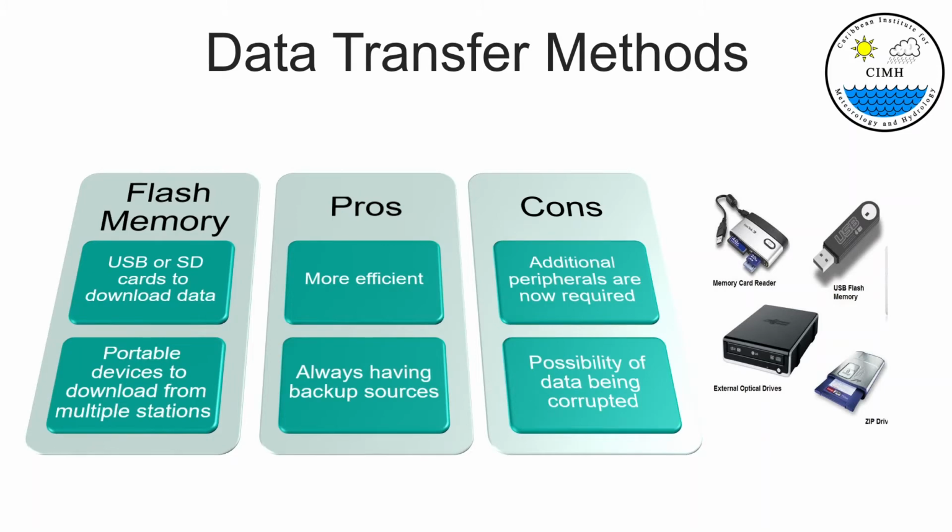Manufacturers have allowed for data downloads to be dumped straight onto flash storage devices. For example, USB or SD cards. They also have the ability to store data on portable devices, download from multiple stations. You can then take it back to the office for analysis. This is more efficient in terms of large data collection periods. Once downloaded, you essentially have copies of the data. However, additional peripherals are now required and possibly they can be corrupted.